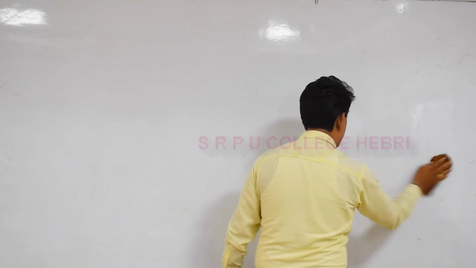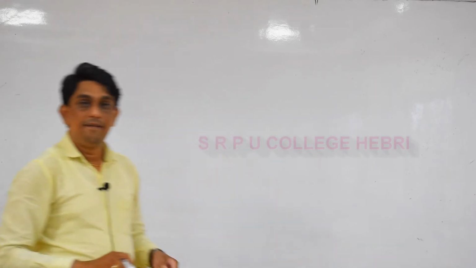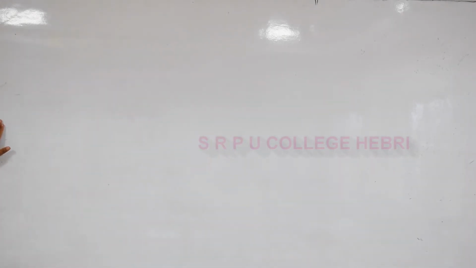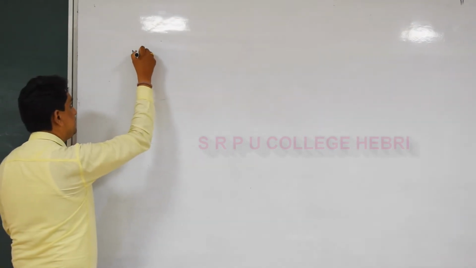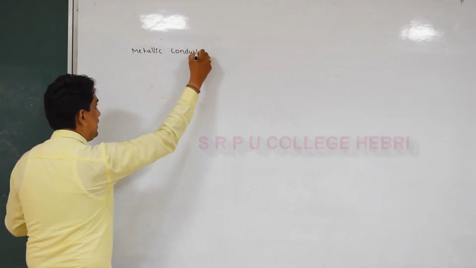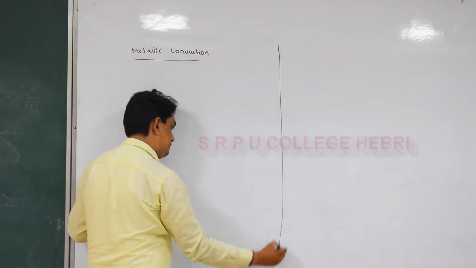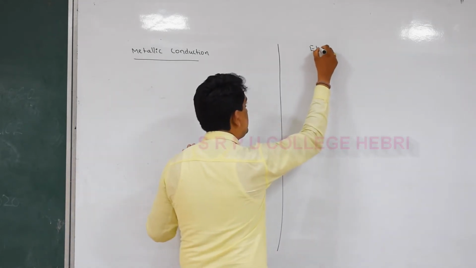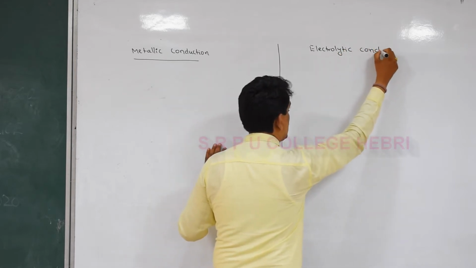We shall now study its continuation part. Let me speak now about conduction of two types. You study this through columns, differentiating two types of conduction. In one column you write metallic conduction, and in another column you write electrolytic conduction.